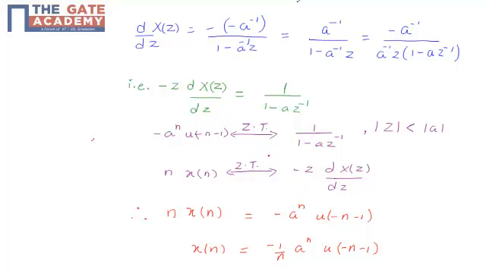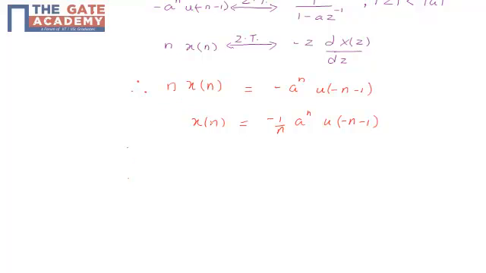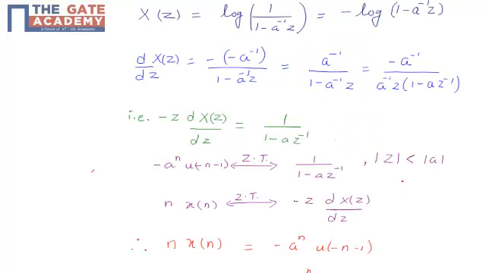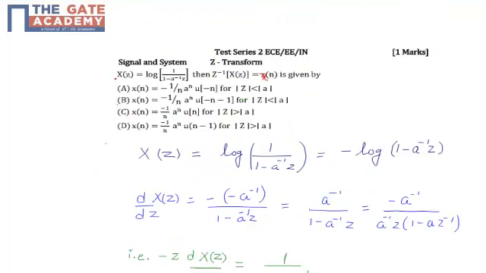So comparing these two equations, we can say that n times x(n) is equal to minus a raised to n u of minus n minus 1. So if we rearrange the terms again, we would get the final answer, that is x(n) is equal to minus 1 by n a raised to n u of minus n minus 1 for the range of mod of z less than mod of a. That is nothing but our option B. Yes, option B. Thank you.